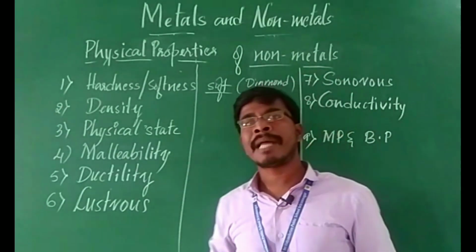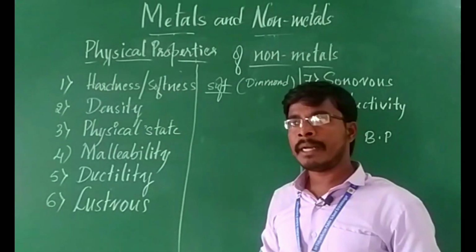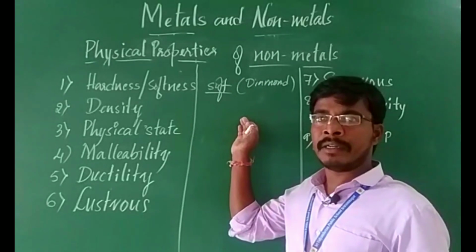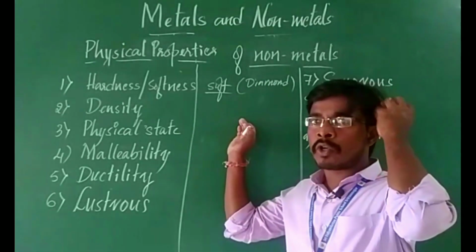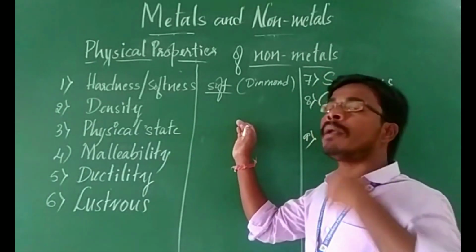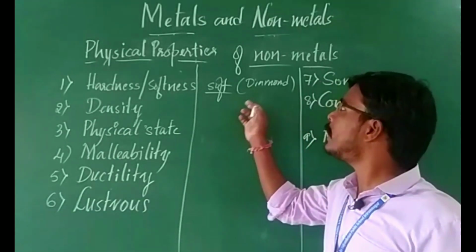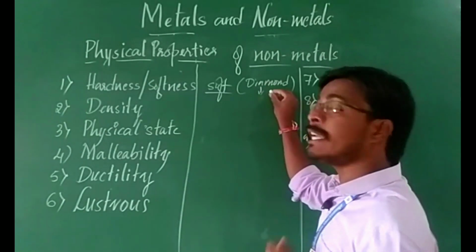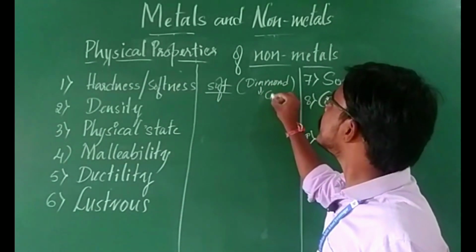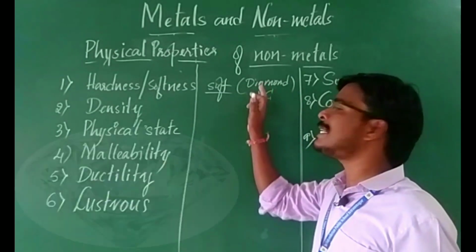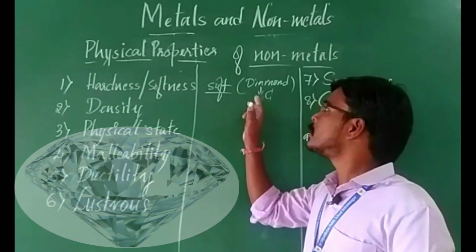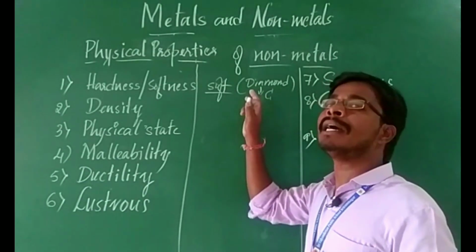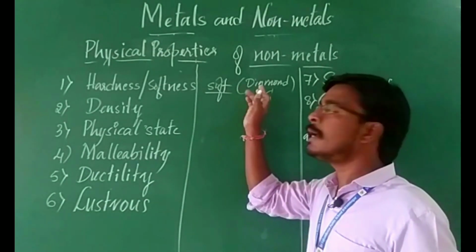You know that diamond is an allotrope of carbon, and it is the strongest, hardest non-metal in nature. If you are going to write any question asking for the strongest, hardest non-metal in nature, we have to go with diamond. So this is an exceptional case. In place of diamond, if they are asking for an element, it is nothing but carbon. Diamond is an allotrope of carbon, which is the hardest non-metal.